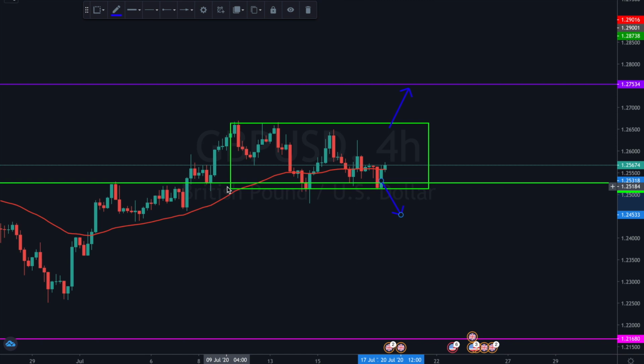But from the downtrend standpoint, as you can see, we have a minor structure on the 4-hour time frame as well. Once price breaks below that consolidation, we could easily target this monthly support level. But for now, let's move on.